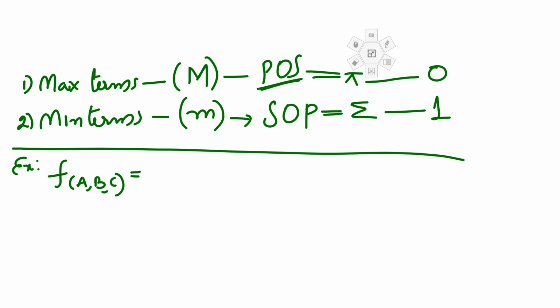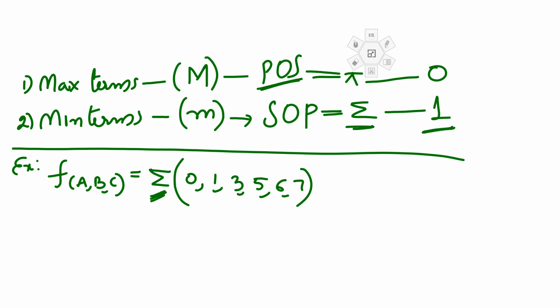I am writing this notation, that is sigma. You have to tell me whether it is min term or max term: 0, 1, 3, 5, 6, and 7. That means this function is a min term function or max term function. You have to decide what this sigma is. Sigma means min term. Min term means what you have to write? 1. Where do you have to write the 1?